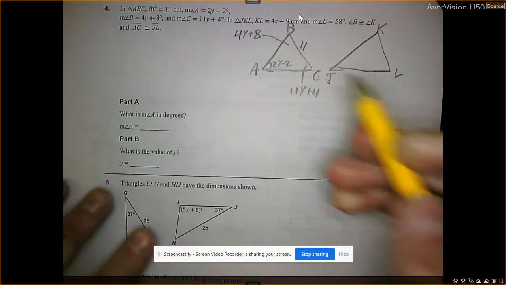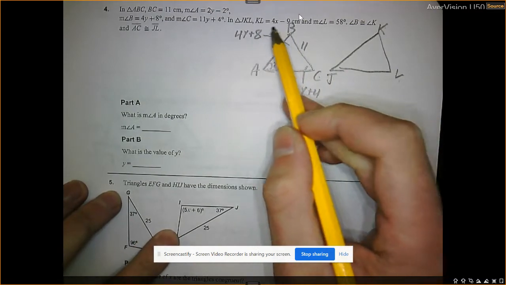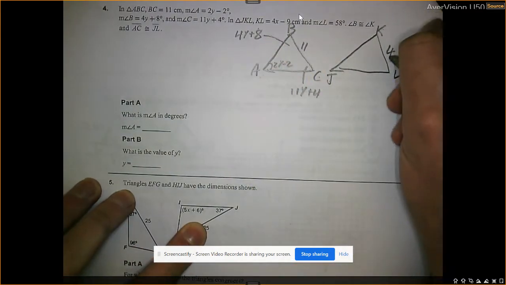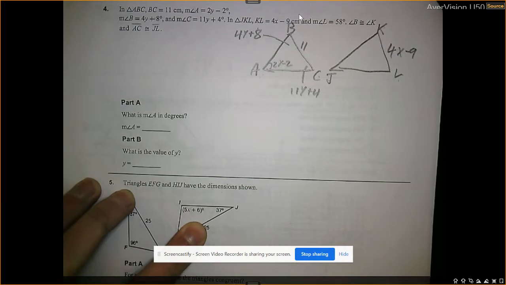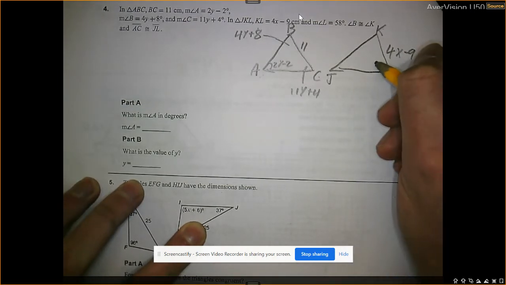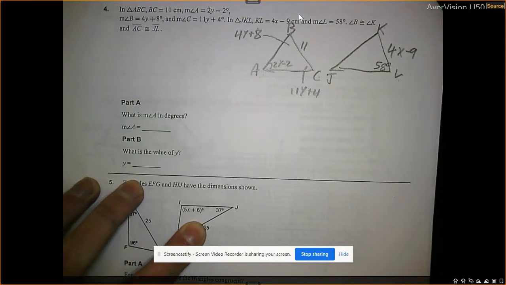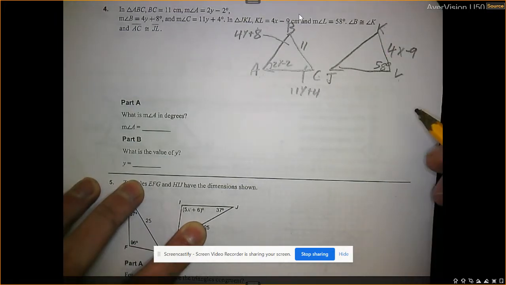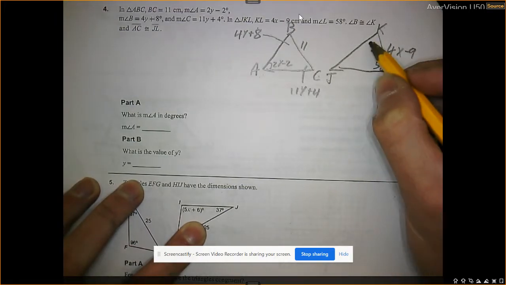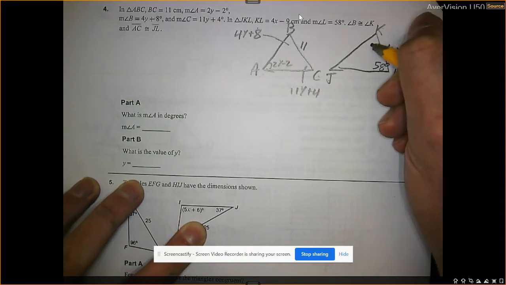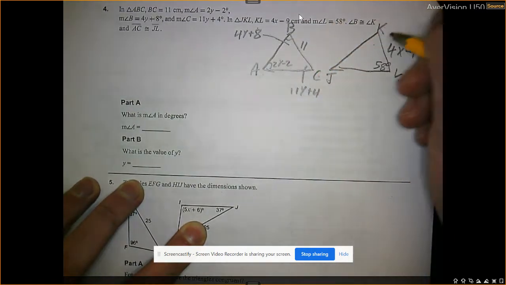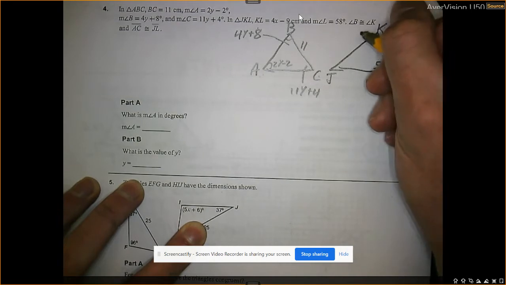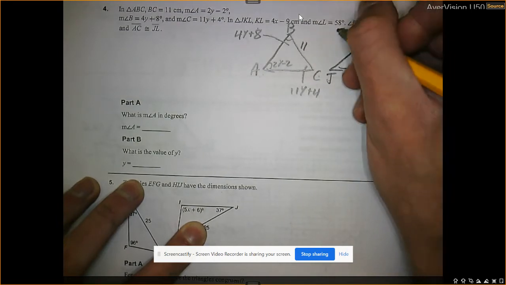Then it goes on to tell us some stuff about JKL. KL is 4x minus 9, so we'll call that 4x minus 9. Angle L is 58 degrees right here. Angle B is congruent to angle K, so that means K is also, well, we can make a little congruence mark. K is also 4y plus 8.